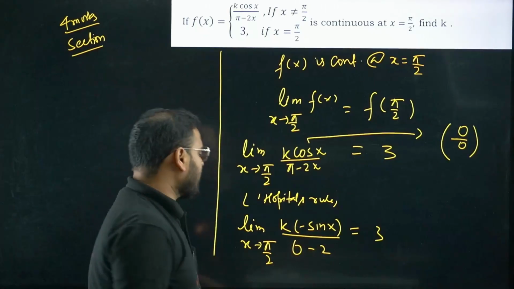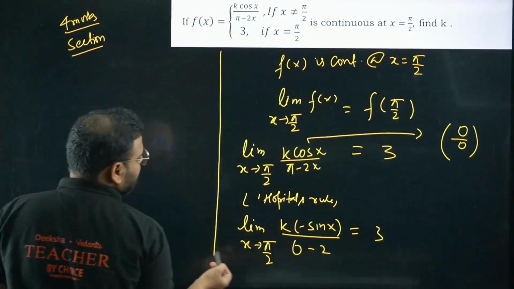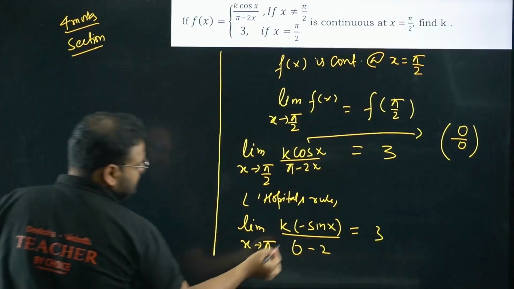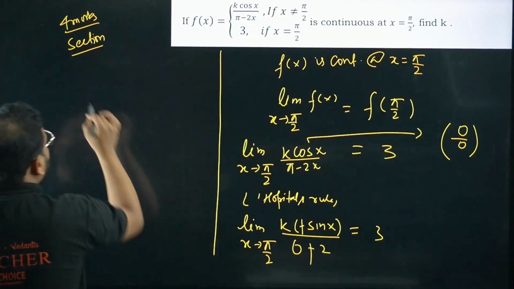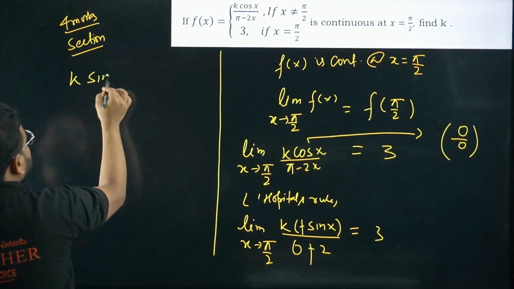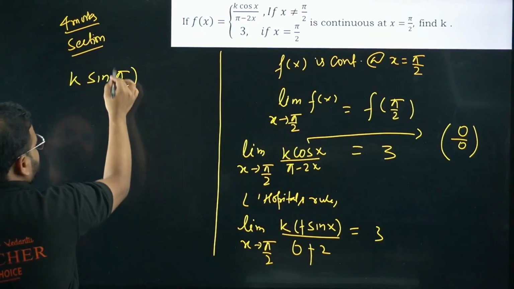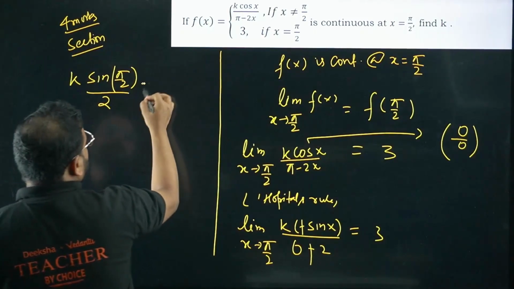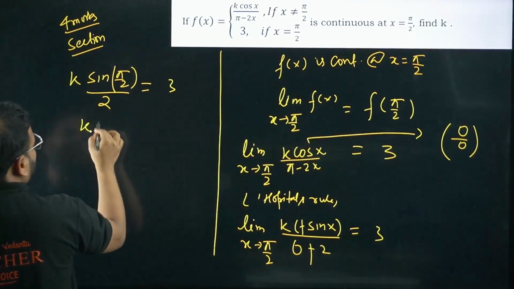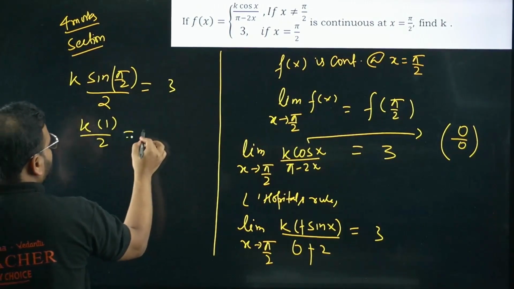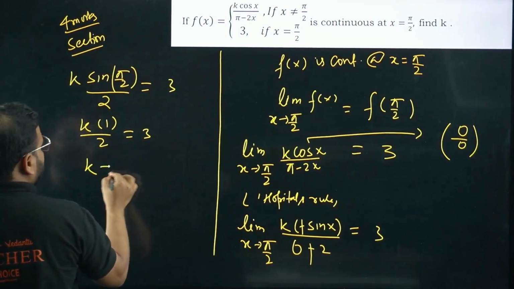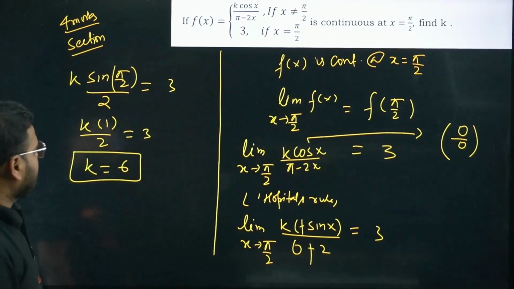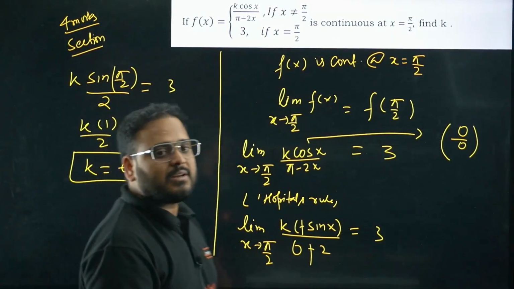So simply 1 is going to come. Okay. So what if I put the limit back now in this value x as pi by 2? First of all, this negative and this negative is getting cancelled. I'm getting here k times sine pi by 2, divided by 2, equals 3. So k times 1 by 2 is 3, giving me k value as 6. K value as 6. Please check. Done?